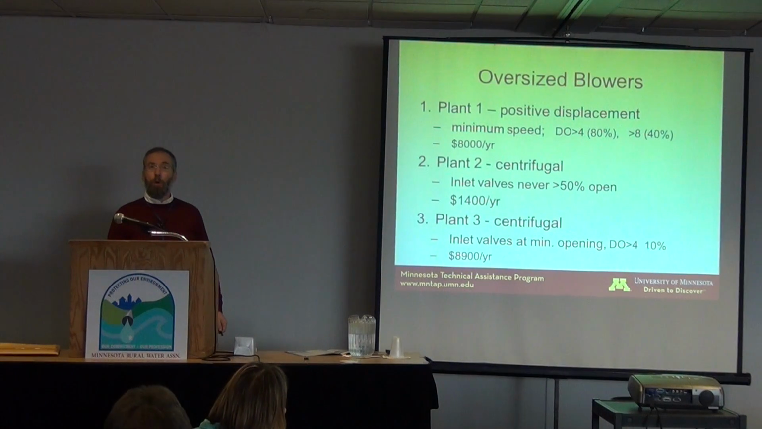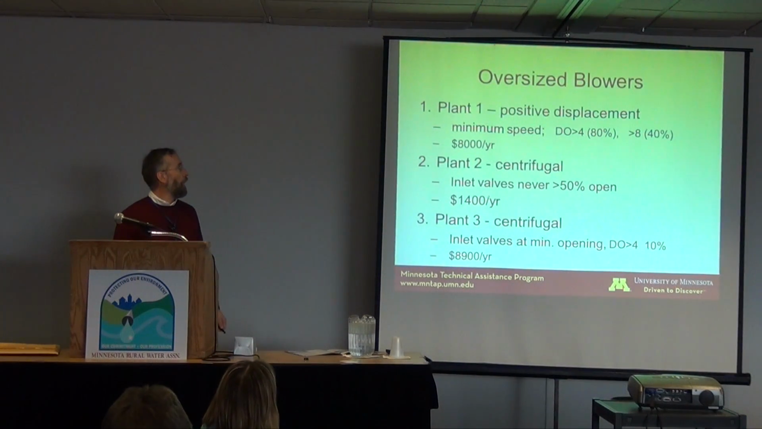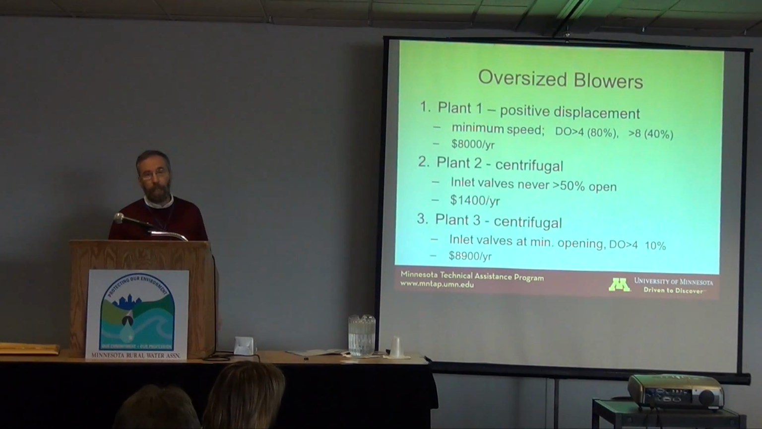And one of the areas where we saw oversized equipment was in the blowers. So we had one plant that was using positive displacement blowers. They were almost always operating at the lowest speed, and even at that lowest speed, lowest air output, 80% of the time DO was at 4 milligrams per liter or higher, and 40% of the time it was above 8. And we estimated the cost of essentially the oversized blowers was around $8,000 a year for that.